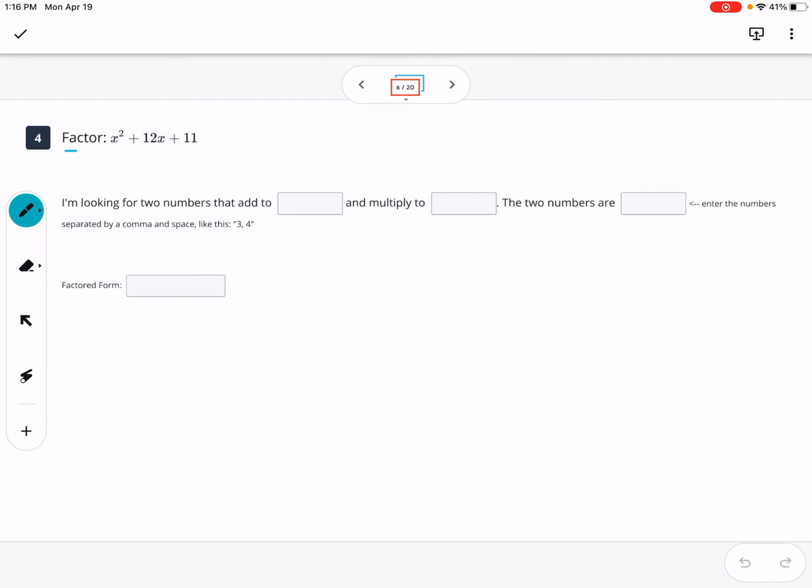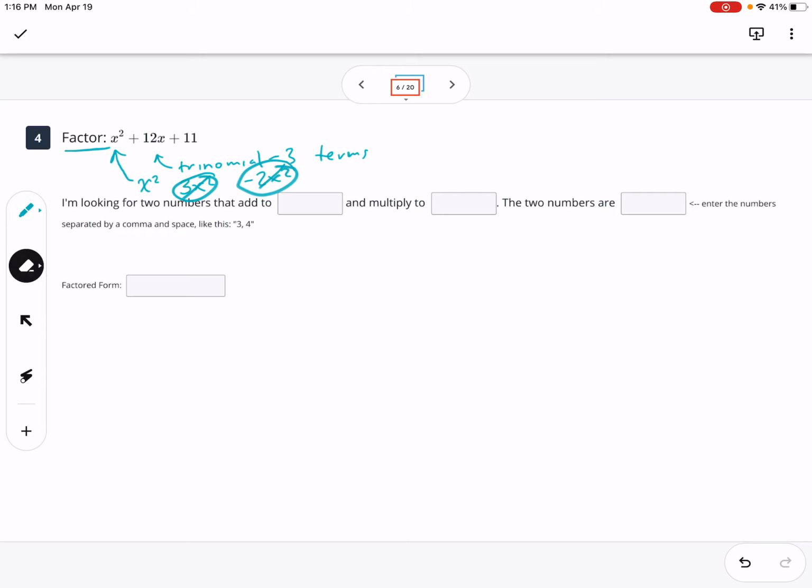When I'm asked to factor a trinomial that looks like this, notice this is a trinomial. It has three terms. Okay, so that's one thing to observe. The other thing to observe is that this x squared is by itself. It's not 3x squared, it's not negative 2x squared, right? It's just x squared by itself.